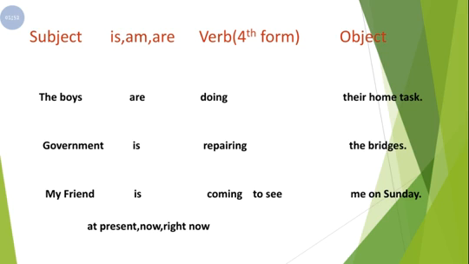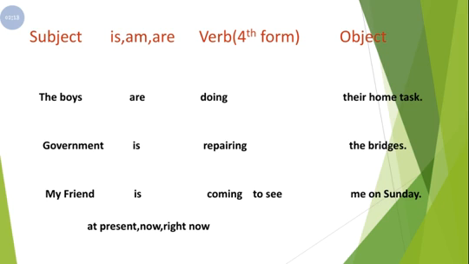Now we will learn how to make the sentences of present continuous tense. To make the sentences of present continuous tense, you are supposed to follow the given structure. ये जो structure आपको दिया गया है, आपने इस structure को follow करना है to make the sentences of present continuous tense in which the actions are ongoing. Present continuous tense वो है जिसमें actions ongoing होते हैं.